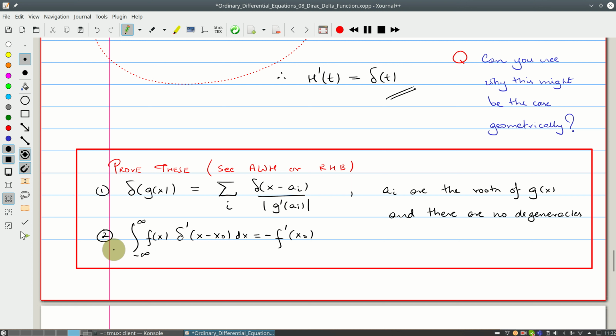The other thing which I think you can prove using integration by parts and the techniques we've seen above is that the integral from minus infinity to infinity of f of x delta prime of x minus x naught is minus f prime of x naught. This is something which I think you should be able to try without looking anywhere. But this one you might need some hints from these books. But who knows, maybe you'll get it, yeah?